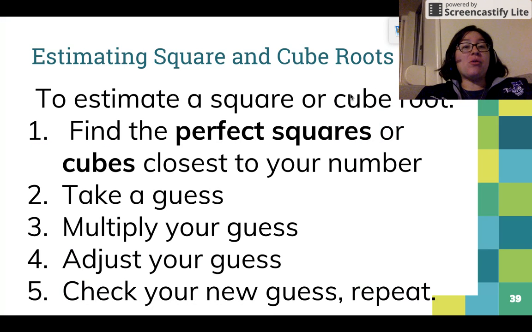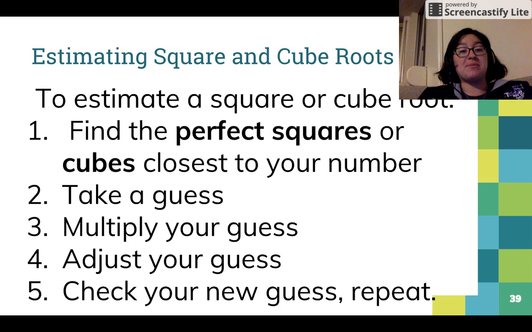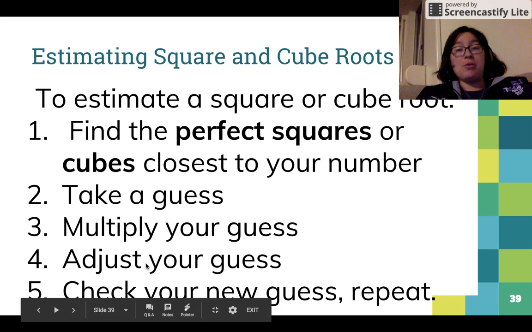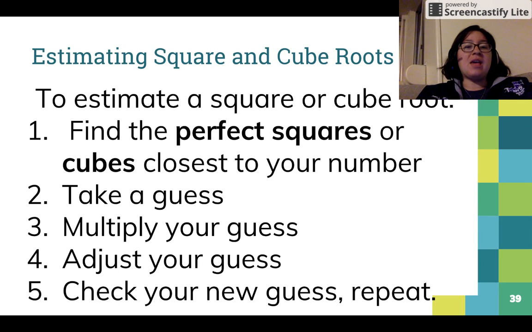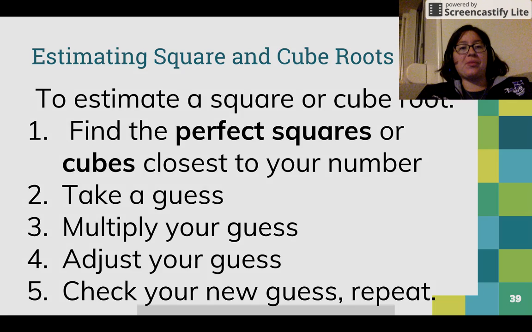Okay, so we're going to talk about estimating square and cube roots. To estimate a square or cube root, we're first going to find the perfect squares or the perfect cubes that are closest to our number. We're going to take a guess, and then we're going to multiply our guess: if it's a square, times itself twice; if it's a cube, times itself 3 times. Now, we're going to adjust our guess based on whether the answer was over or under or just right. And then we'll check our new guess and continue until we get a pretty good estimate.